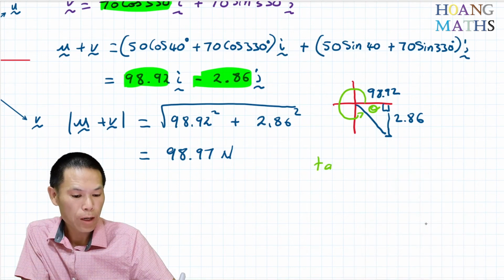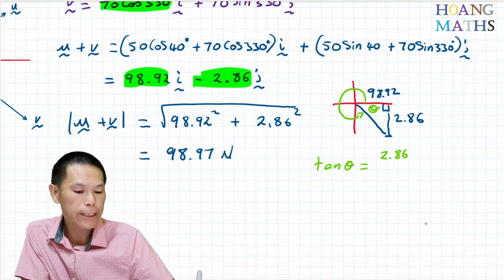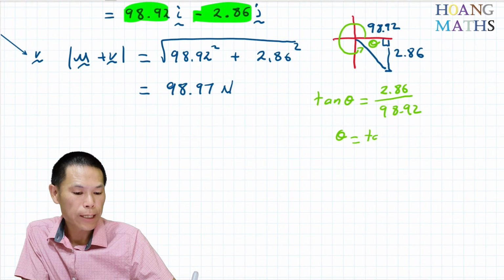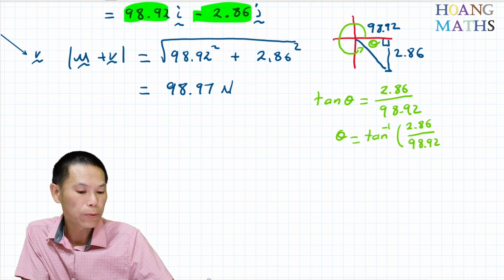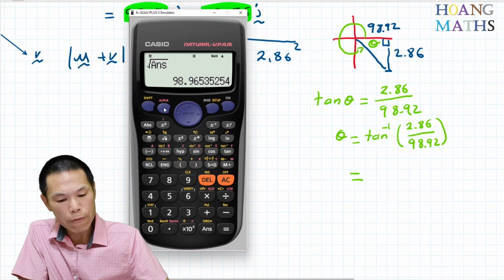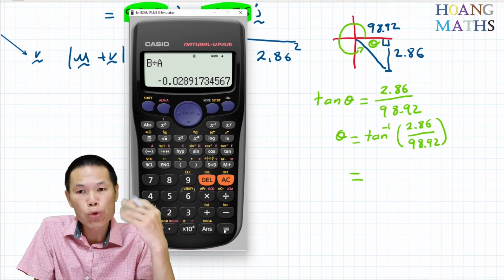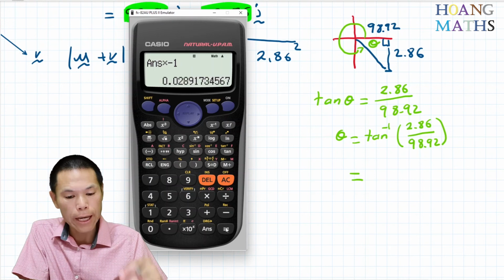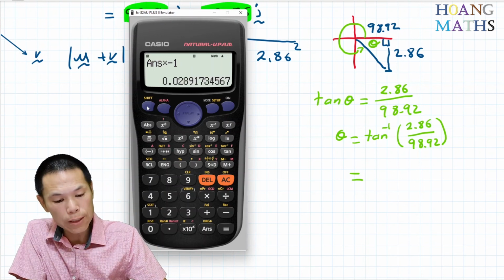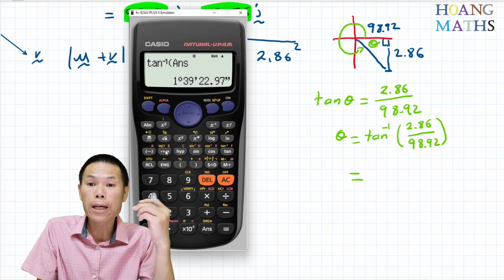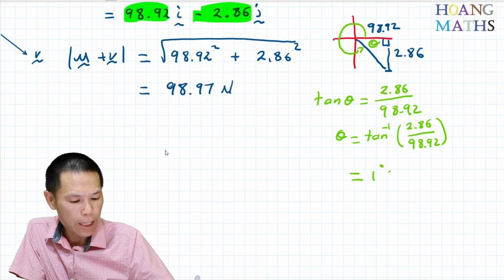So tan theta equals 2.86 divided by 98.92. So theta must be equal to tan inverse of 2.86 over 98.92. Just go alpha B, that is the j component, divided by the i component. But it's negative and I do not want negative, of course, so I just times by -1 and cancel it. I just write the reference angle. Inverse tan, equals, then press the DMS button: 1 degree and 39 minutes.